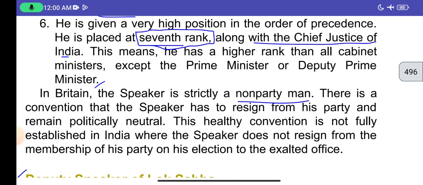He is given a very high position in the order of precedence. He is placed at 7th rank along with the Chief Justice of India. This means he has a higher rank than all cabinet ministers except the Prime Minister or Deputy Prime Minister.